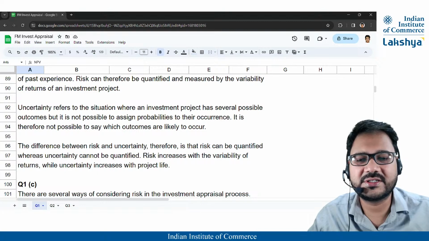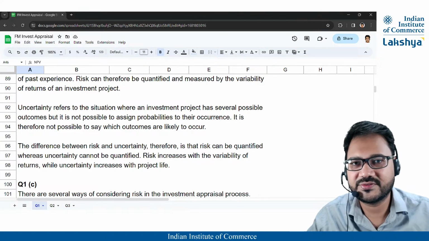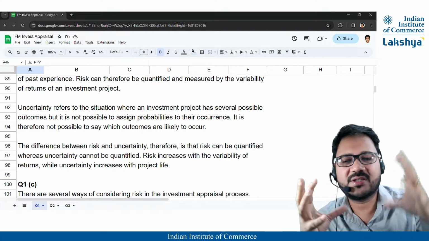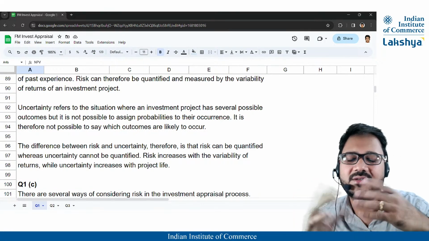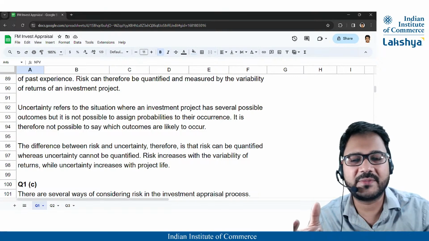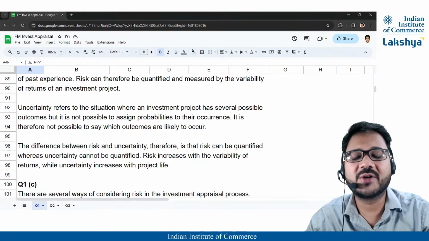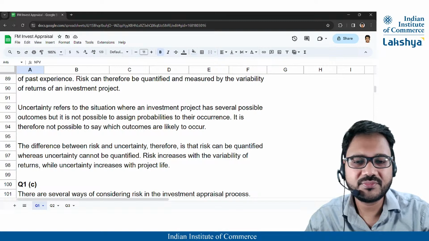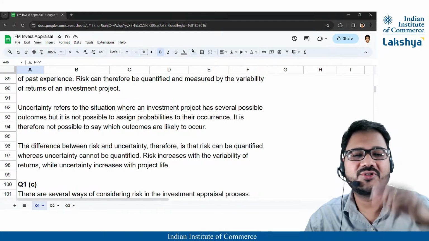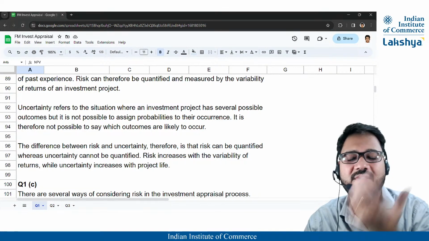The difference between risk and uncertainty, therefore, is that risk can be quantified, whereas uncertainty cannot be quantified. Risk will increase with the variability of returns, whereas uncertainty will increase with project life. If the life of the project is 20 years, 30 years, there is uncertainty that maybe after 20 years the business shuts down. We can't assign a probability to the chances that after 20 years it will shut down. It's not measurable. On what basis are you going to measure or quantify it? Whereas risk has to do with variability. That's why we say standard deviation, variance, beta is a measure of risk. They all measure variability.